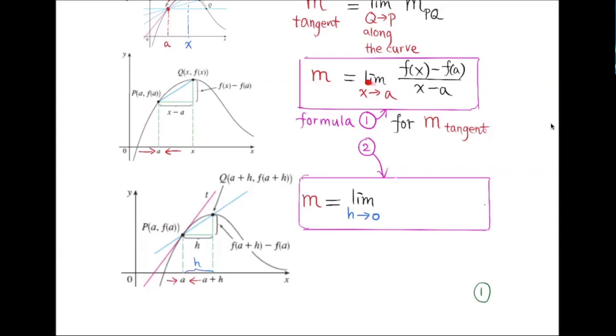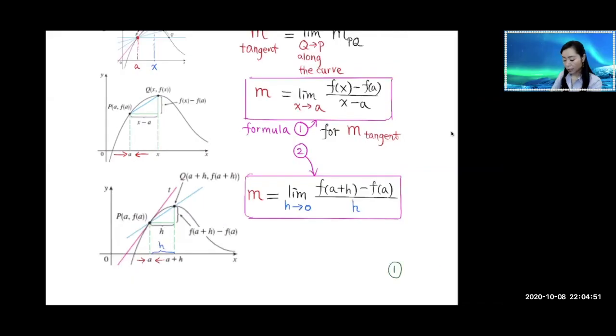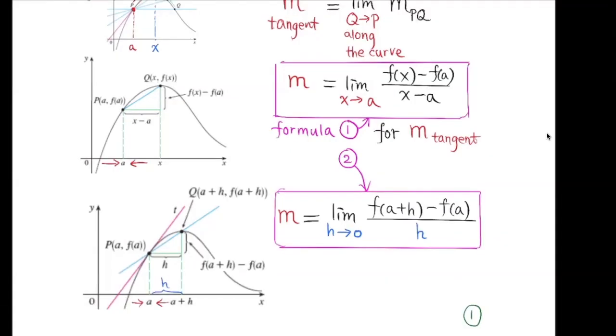Now, as x approaches a, we can see that h is approaching 0. This quotient over here will be the same as f of a plus h minus f of a over a plus h minus a, which is this h over here. So this is y2 minus y1, and x2 minus x1 is this h. This is the second formula for the slope of the tangent, and they're equivalent. Okay.